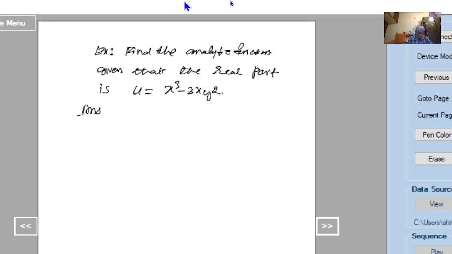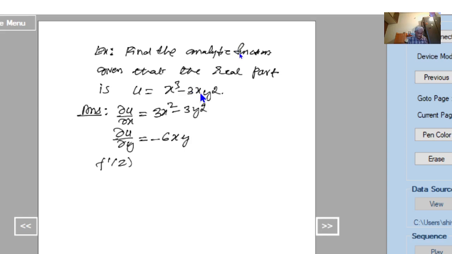First we find dou u by dou x is equal to 3x square minus 3y square. And dou u by dou y, differentiating partially with respect to y, the derivative of x cube is 0. In the second term, x and 3 are constants, the derivative of y square is 2y, so this becomes minus 6xy. At x equal to z and y equal to 0, we get dou u by dou x is equal to 3z square and dou u by dou y is equal to 0.